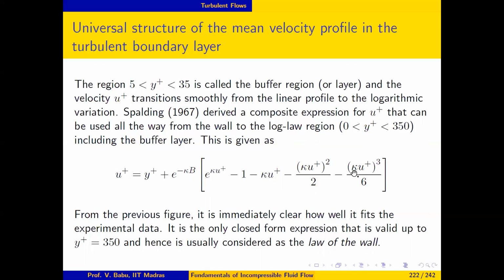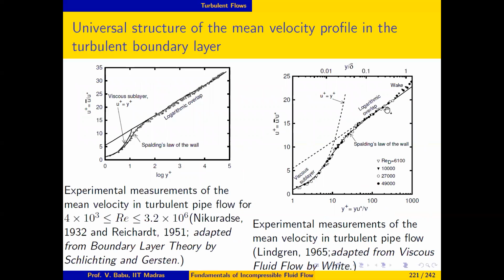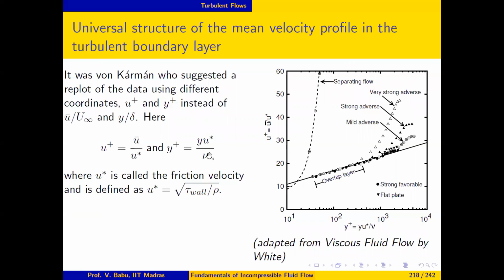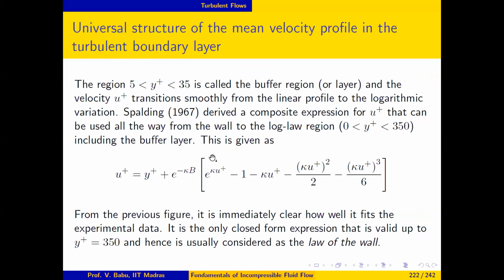So you can see that the expression looks like this. It can also be seen that this fits the experimental data extremely well all the way from Y plus of 0 through the buffer region to the outer edge of the logarithmic overlap region. So it works extremely well, and that is actually the expression that is widely used these days. In fact, this expression holds up to 350, and this is usually referred to as the law of the wall.